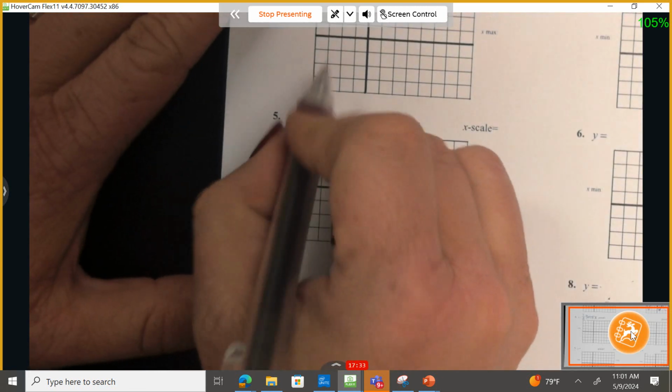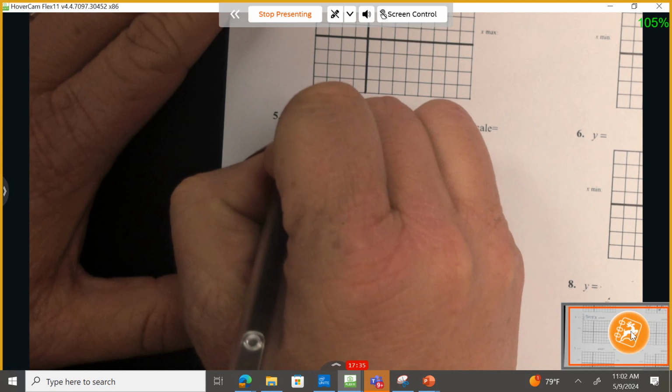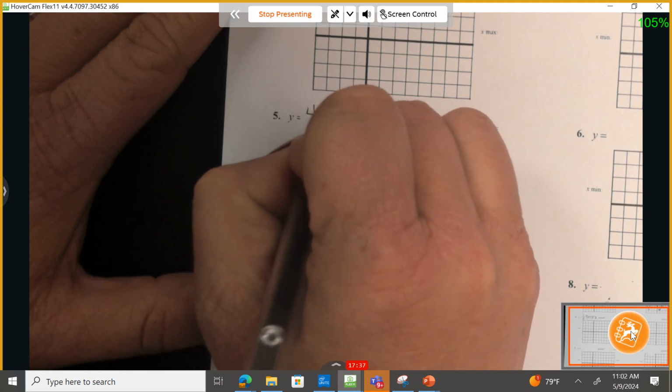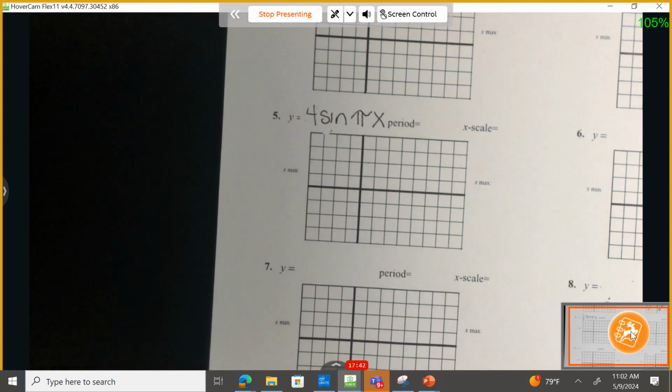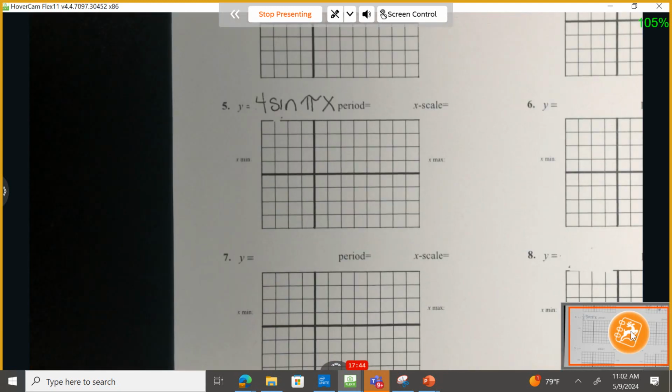Let's come to the next one, and I want you to type in, or write in here, 4 sine of pi x. 4 sine of pi x. I want you to only figure out the period, and let's see if you can be done and check with your partner in 30 seconds. Go. I made this purposely a little bit tricky. What is the period length?